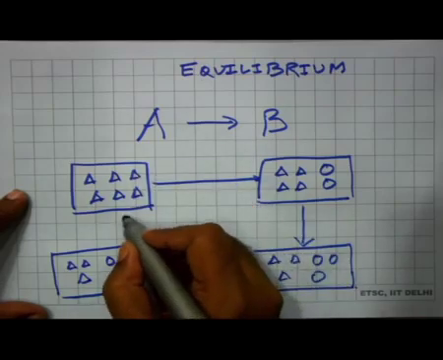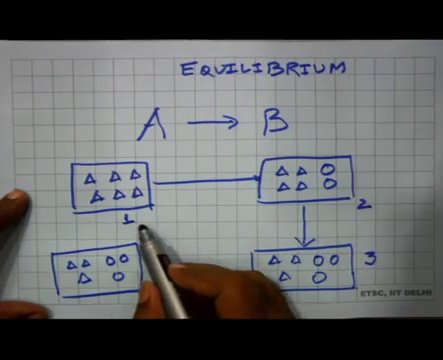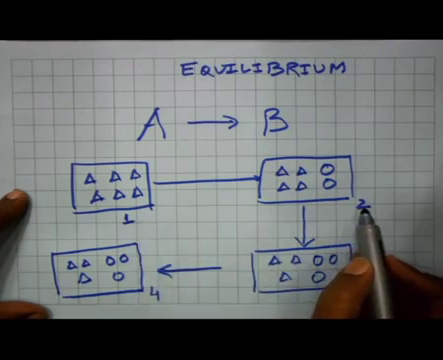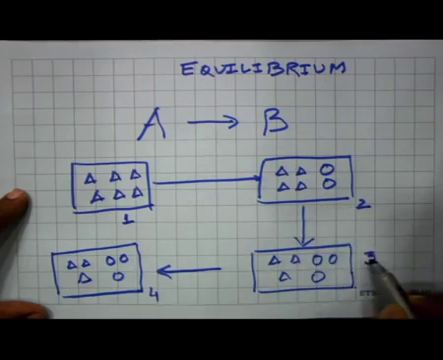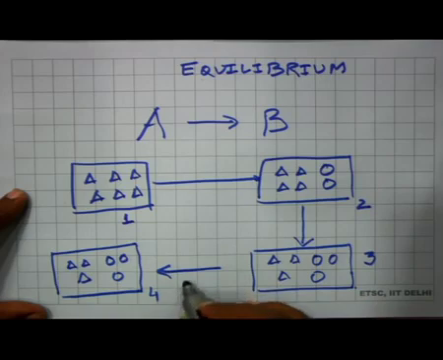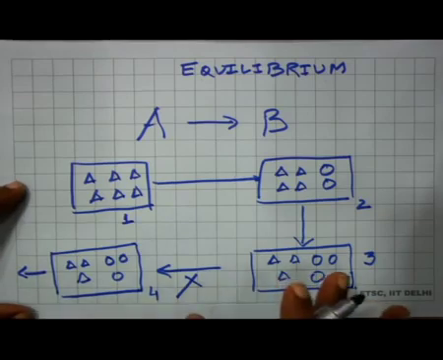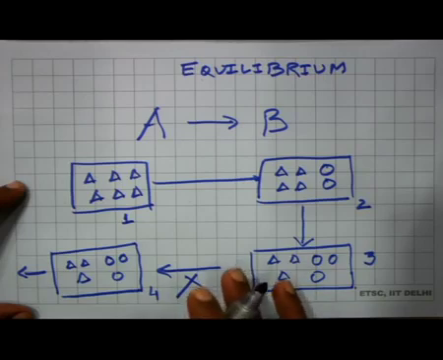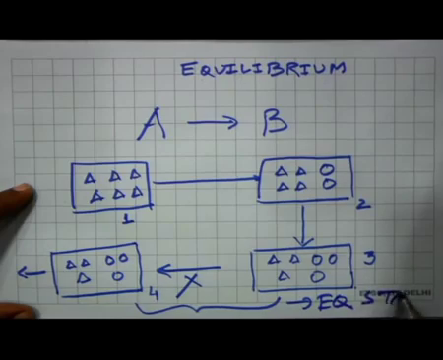So, if I call these state 1, state 2, state 3, state 4, we see that from 1 to 2 there is a change in the number of molecules of reactant and product. If I go from state 2 to state 3, again there is a change in the number of reactant and product. But after this we see there is no change. We can wait for more hours. If we do not see any change, that means the equilibrium state is achieved. So, states 3 and 4 give you the equilibrium state.